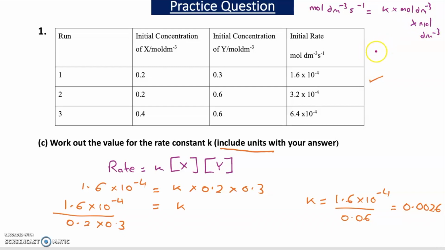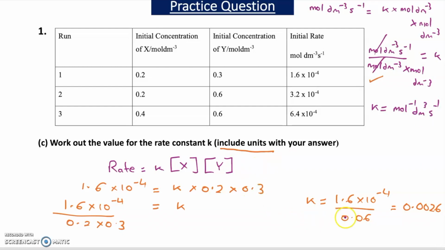Now I can rearrange this to find the units of K, because moles per decimeter cubed, seconds to the minus 1, which is the units of rate, is divided by moles per decimeter cubed times moles per decimeter cubed. And then if I cancel out the concentration terms here, one on the top and one on the bottom, I'll be left with units of K equal to seconds to the minus 1 over moles per decimeter cubed. And if I write this on the same line, it will be moles to the minus 1, dm to the 3, seconds to the minus 1.